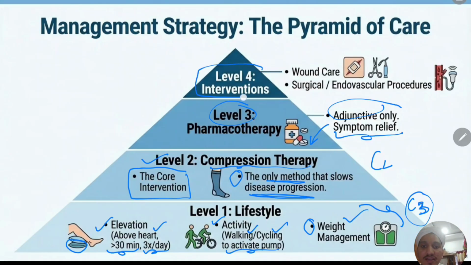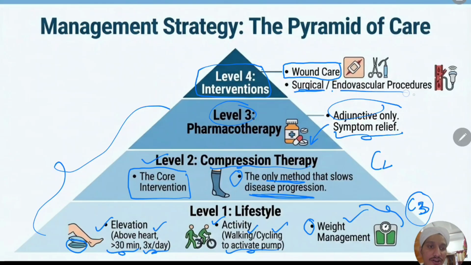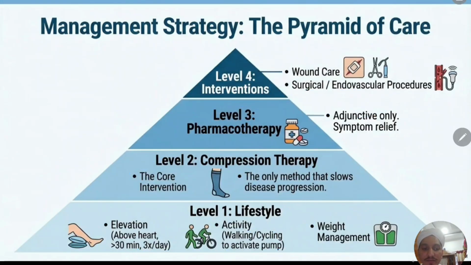Level 4 is when the disease becomes resistant to all these things, then you can plan for level 4. So if the patient has some venous ulcer which is not healing for more than 3 months, then you can plan for surgical procedures or endovascular procedures. Okay. So lifestyle, compression therapy we should keep in mind, then pharmacotherapy, then interventions.